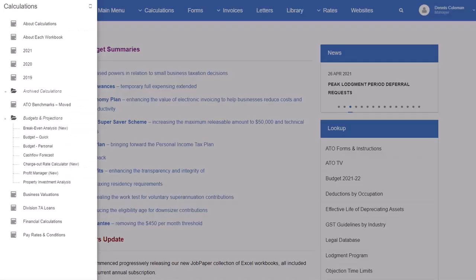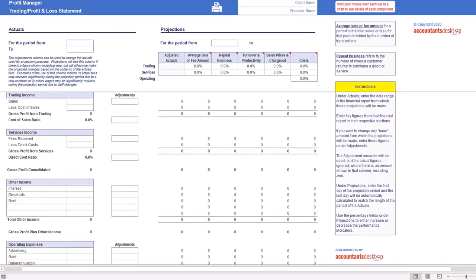Next, he meets with a long-term client who wants help in improving the profitability of her business. He uses Calculations, Budgets and Projections, Profit Manager to project and test different scenarios which will increase net profit.